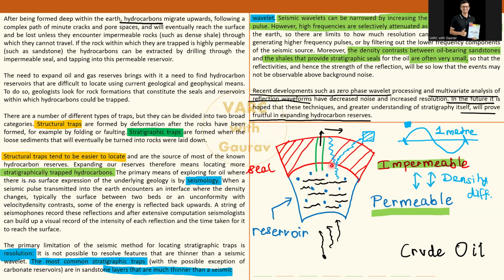Wherever it is present, the difference in density between the seal and the reservoir, these two layers, is not much. So the existing technology of seismology that we are using is not giving us very beautiful returns. We're running into a lot of problems. So what's the scenario right now? There have been some recent developments, and hopefully on the back of it, in the near future, we will succeed in this research and in accessing the crude oil which is present in such stratigraphic traps. That's all.